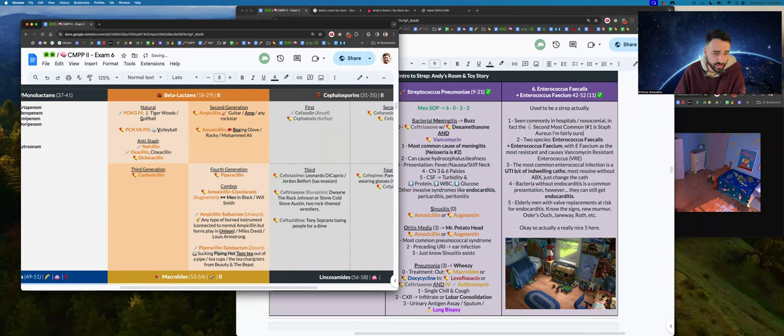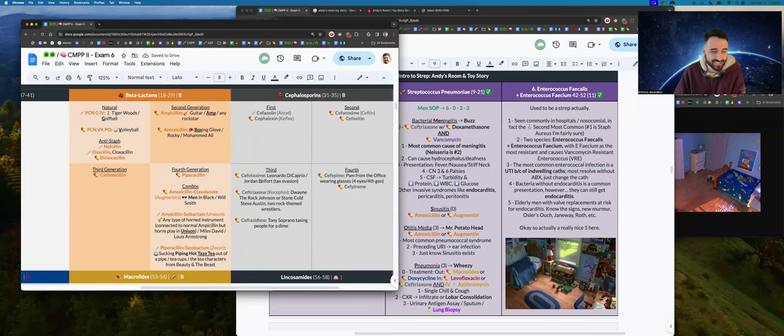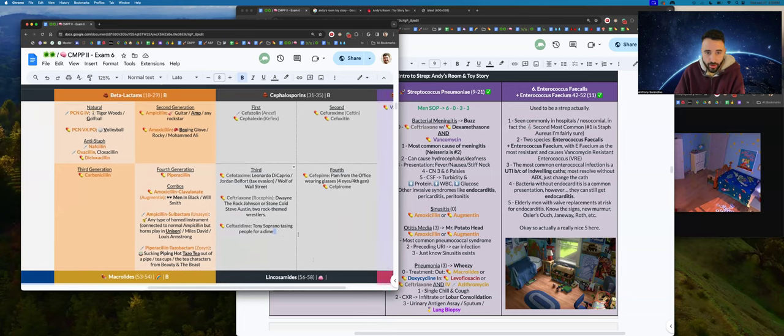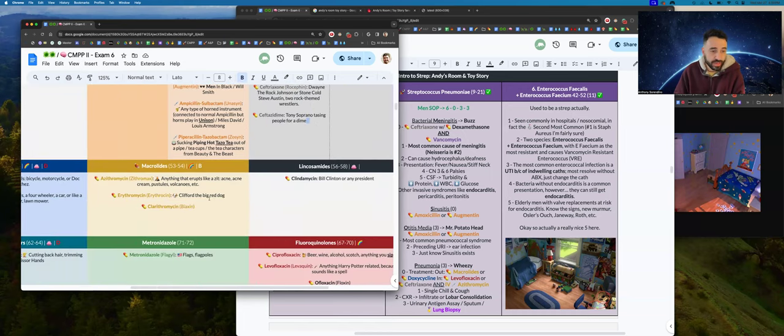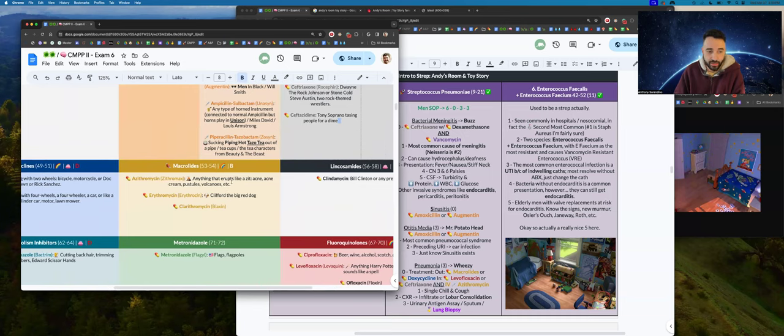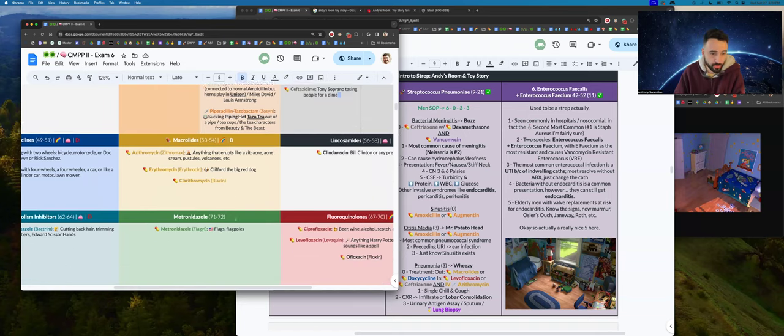I used the teacups from Beauty and the Beast to remember some treatments for Pseudomonas. Cefotaxime, because of the word tax, like tax fraud, is either Leonardo DiCaprio or Jordan Belfort or Wolf of Wall Street. Ceftriaxone, which is Rocephin, which I always like to think of the rock in that, is Dwayne the Rock Johnson or Stone Cold Steve Austin or a rock itself. Ceftazidime, I think of tasing somebody who owes you a dime, so that's Tony Soprano.